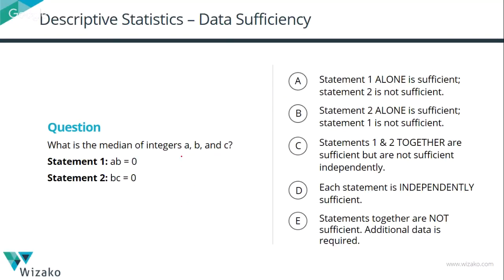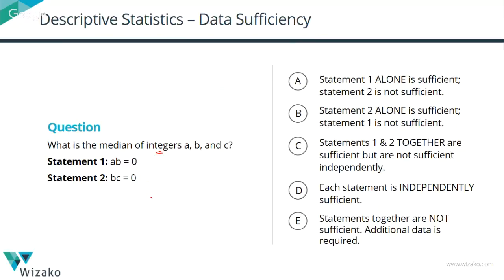What is the median of integers a, b, and c? Keep track of little things. The question says these are integers, so we need not bother about numbers being 1.2 or 2.3. They're integers, so they could be positive, they could be negative, they could also be 0. So have these little perspectives as you read questions.